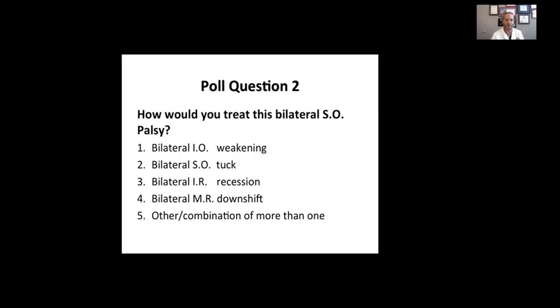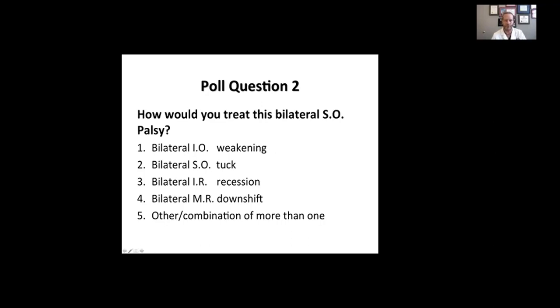This is our next poll question. I want to know, how would you treat this palsy? Because frankly, there are a lot of different ways to treat these. Let's see if I can get our polls to pop up. They're being a little stubborn here. Here we go. Okay, so now the polls are up. How would you treat this palsy? Poll number 2. I'll launch our poll.